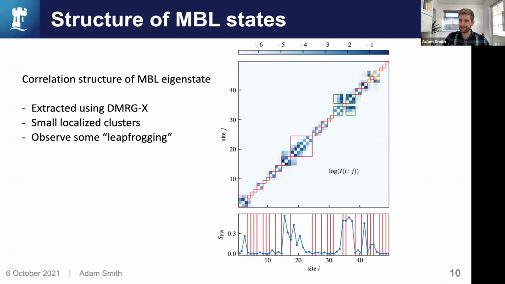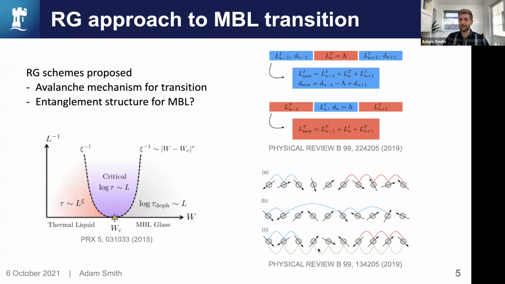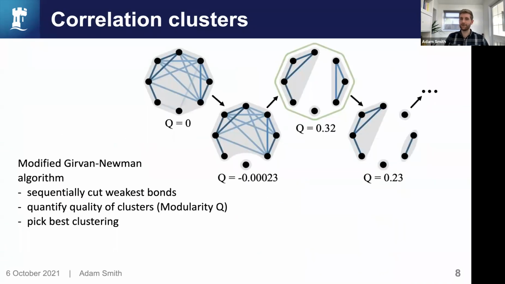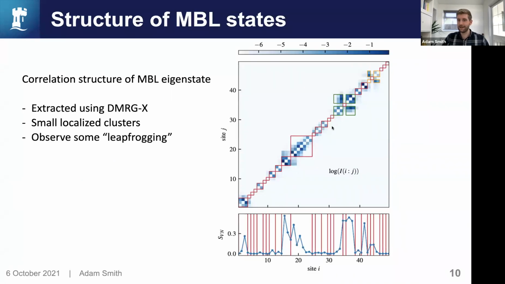This block is correlations along the chain. But equally, we get some interesting clusters, which have this kind of leapfrogging effect, as we call it. So this is like the picture that I showed several slides back, this idea that you can have a cluster that has other spins in between it.